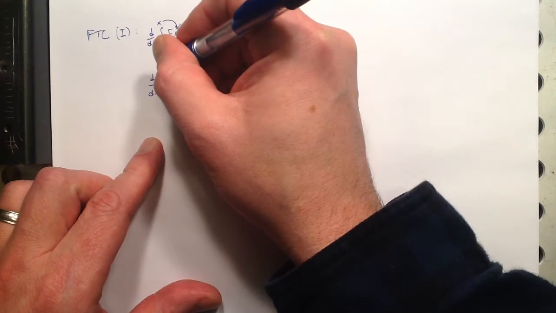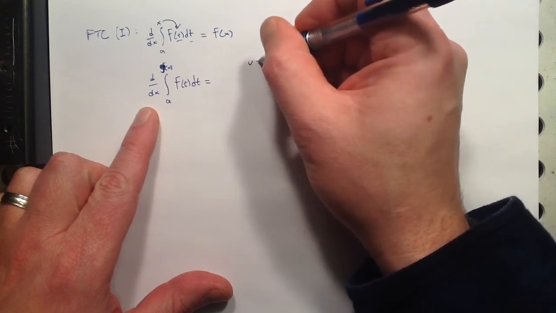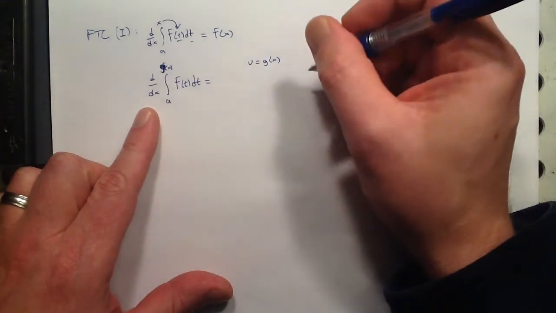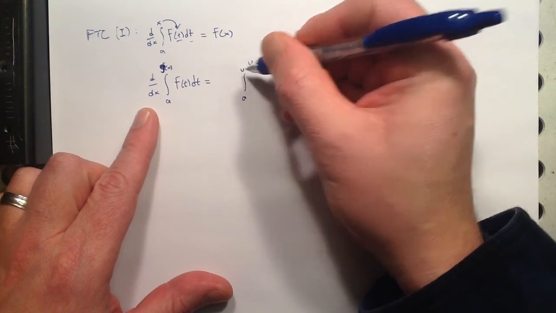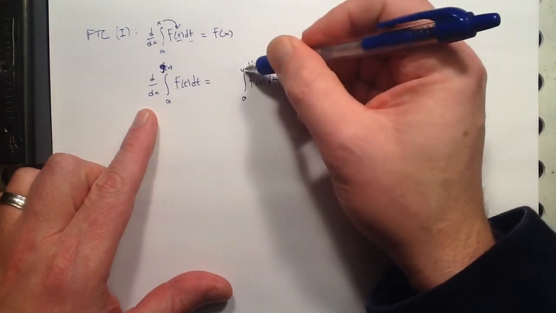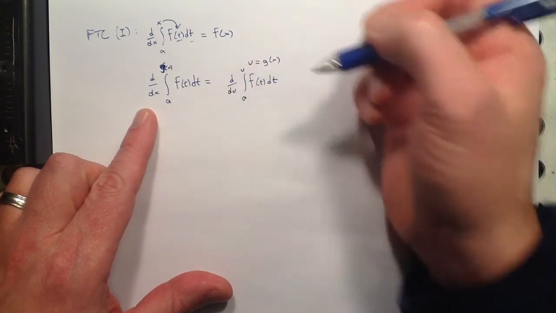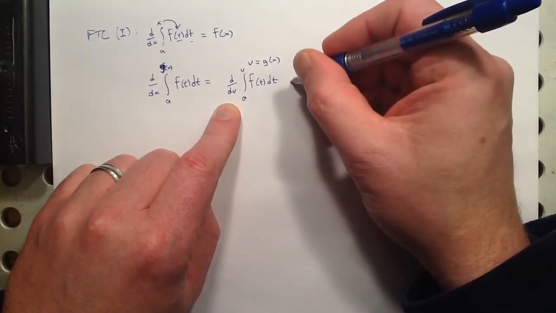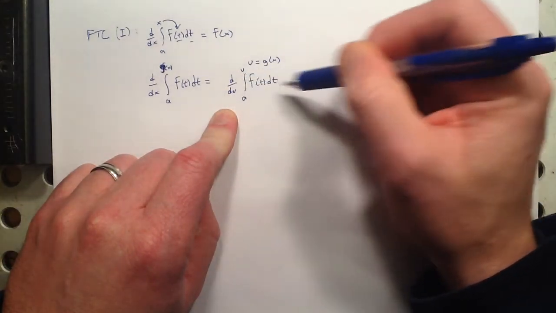Well, if we do a little substitution here, and we let u equal g of x, then this would now be the integral from a to u of f of t dt. But if the variable here is u instead of x, then we'd have to take the derivative with respect to u, d du. And if we want it to be d dx, then I'd have to multiply here by du dx, because then the u's would cancel out, and I'd get d dx.